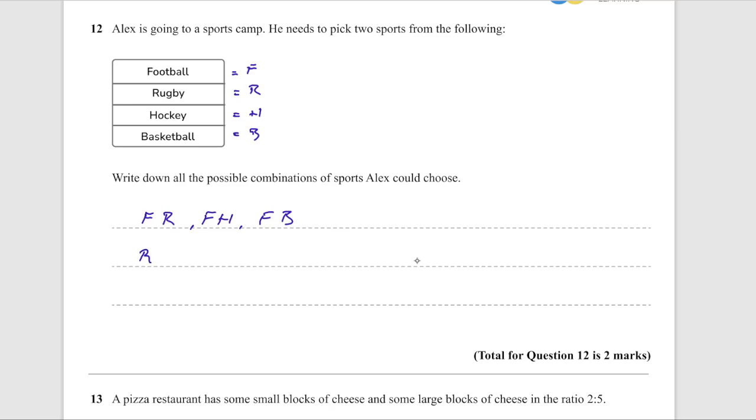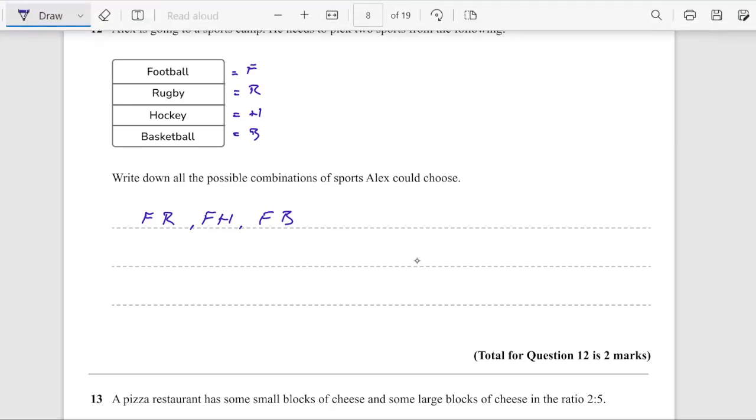So I could do rugby and football. Actually I can't have football and rugby because I've already got football and rugby there. Rugby and football and football and rugby are the same thing, so I'm going to take that one out. So I'm going to say rugby and hockey, rugby and basketball, and then finally my last combination, hockey and basketball. So if we're assuming that football and rugby is the same as rugby and football, then we can't have that twice, so I would go for 6 options.